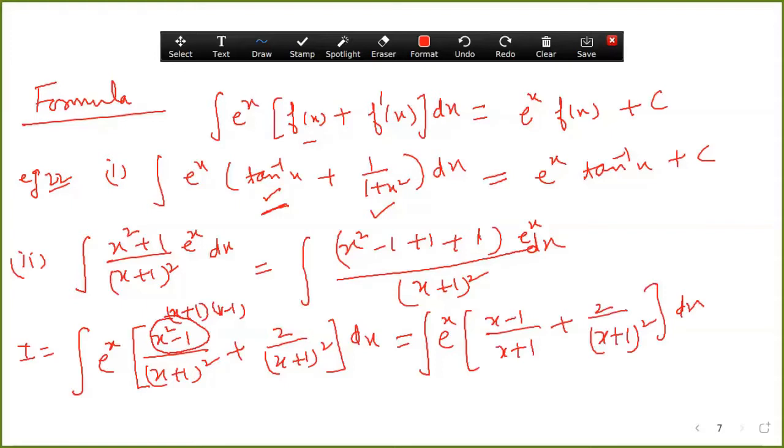Now when you differentiate, this is f x and this becomes its derivative. Get the derivative of the function x minus 1 upon x plus 1. So you can write the answer directly: e to the power x, function x minus 1 upon x plus 1, plus constant. This will be the answer. Now here I have written f dash x. You have to check whether it is the derivative of this function or not. You will get that the derivative of f x is 2 upon x plus 1 whole square. This is example number 22.